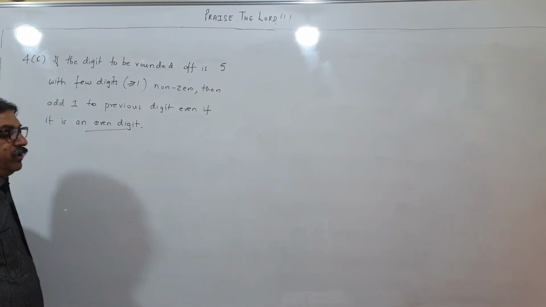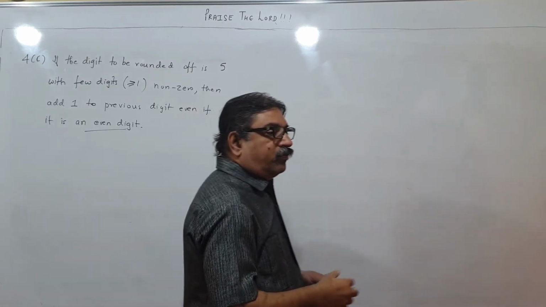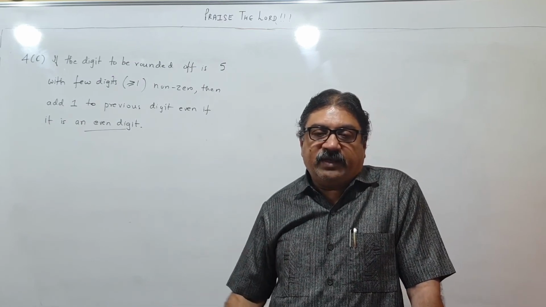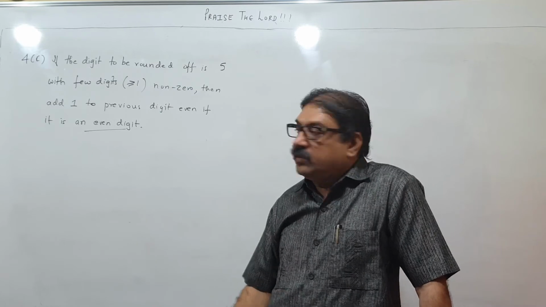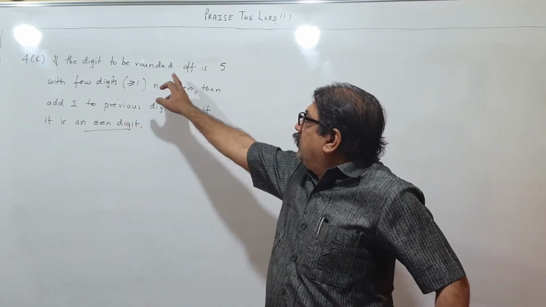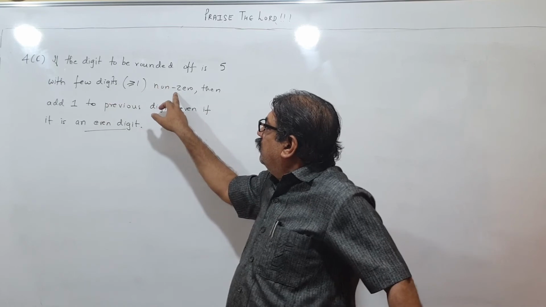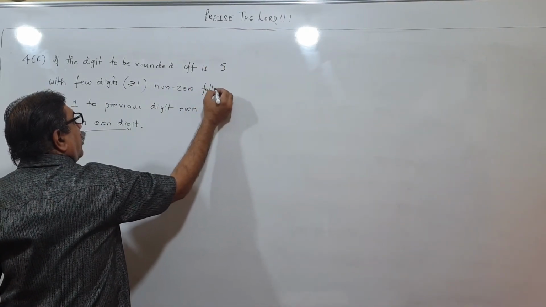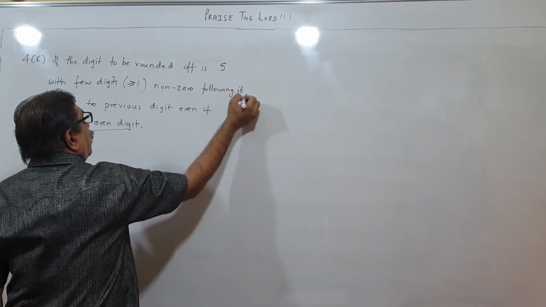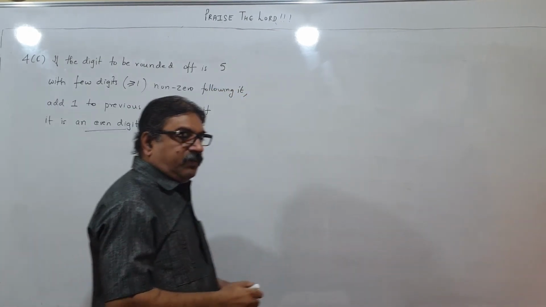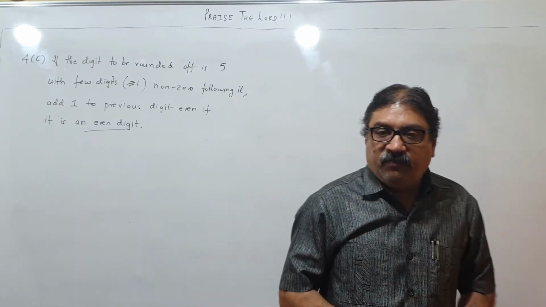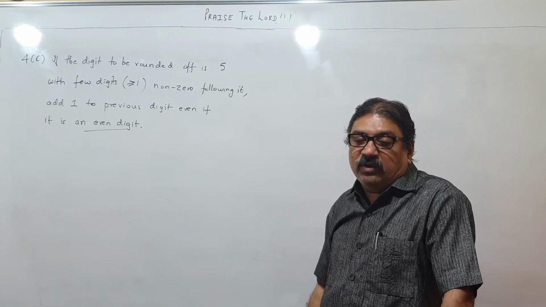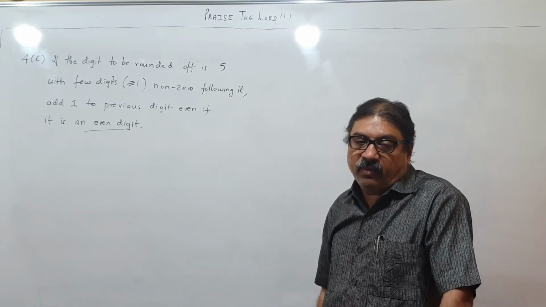Now be very careful about this point. You want to round off 5 and you find there are a few digits following 5, at least one of them non-zero. Non-zero following it. It means after 5 there should be a few digits, maybe 1, 2, 3, 4, 5, 6, which are non-zero. At least one should be non-zero. Then you will add 1 to the previous digit even if it is even.